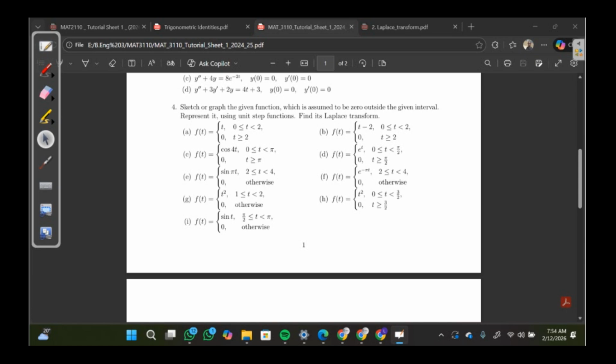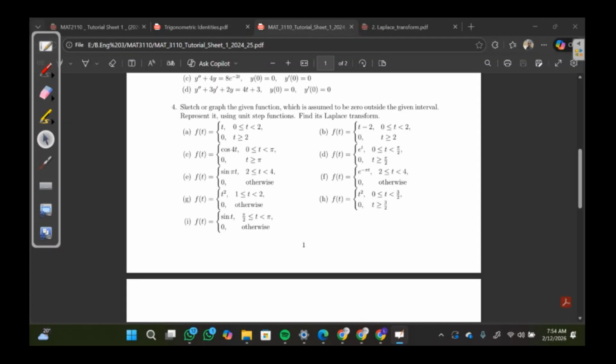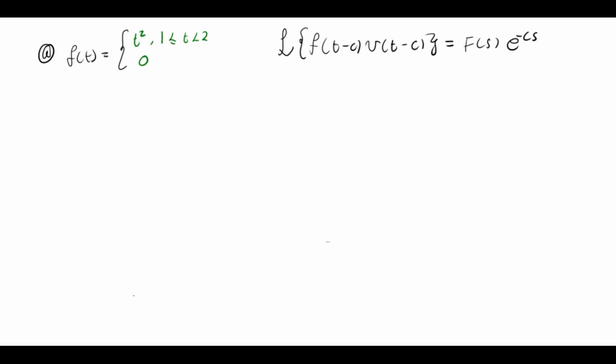This is h. Yeah, it's also t squared. It's t squared, then it's between 0 and 3 over 2, like that. So you have f of t equals t squared, you have 1 here because you have a 0, minus u of t minus 3 over 2.